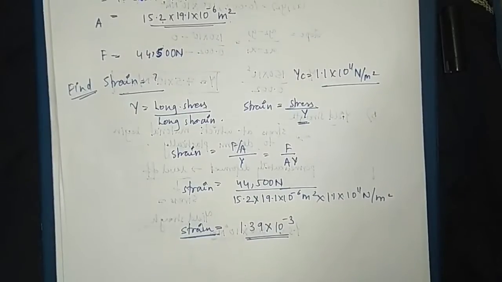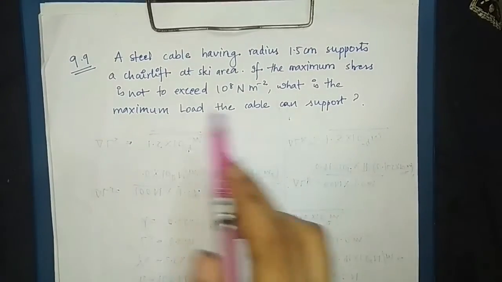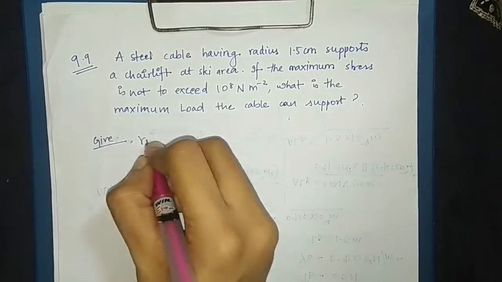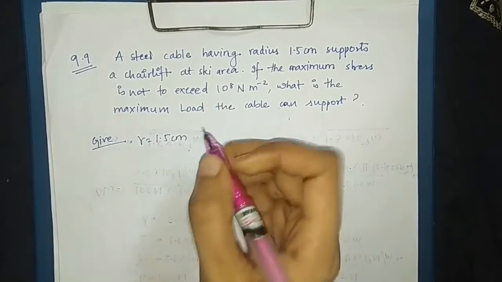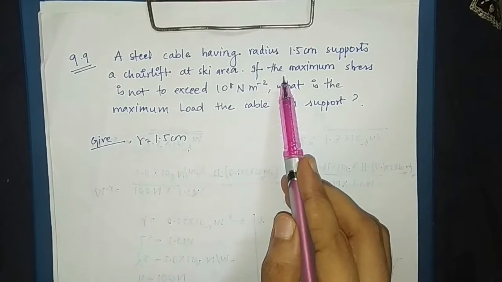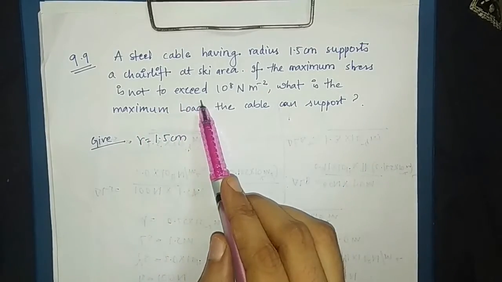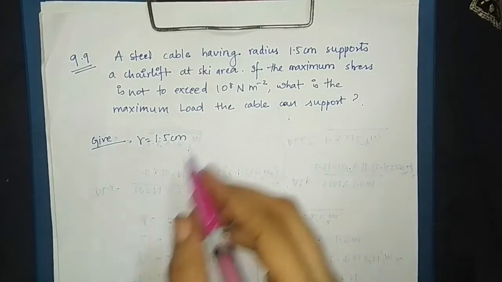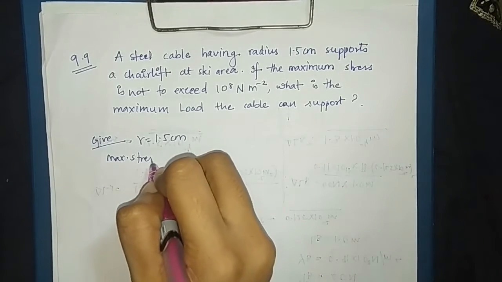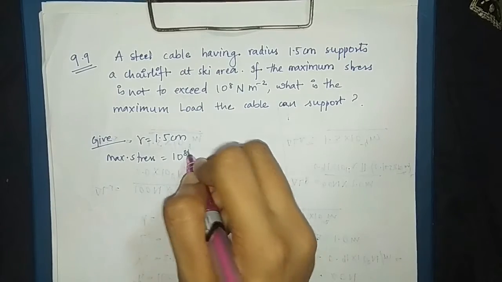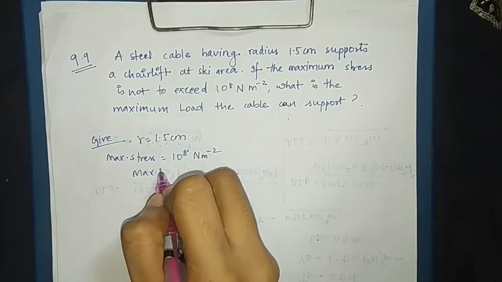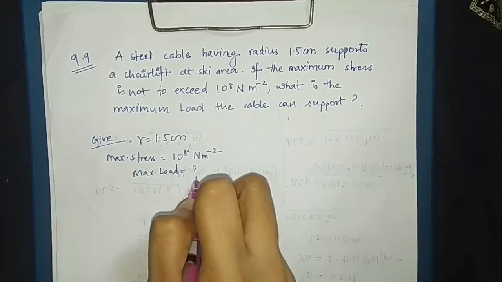Solve problem 9.9. A steel cable having a radius of 1.5 centimeter supports a chairlift at a ski area. If the maximum stress is not to exceed 10 to the power 8 Newton per meter square, what is the maximum load the cable can support? So the maximum stress that it can handle is 10 to the power 8 Newton per meter square.